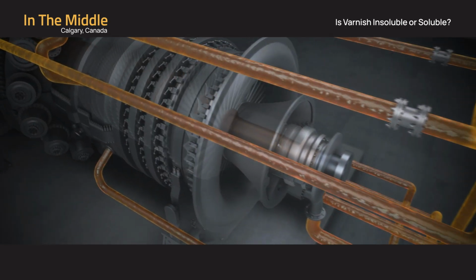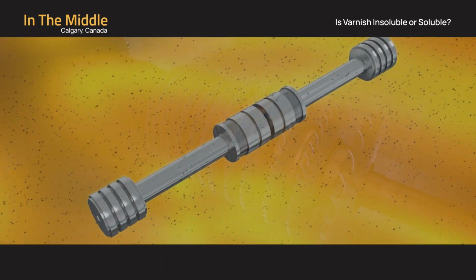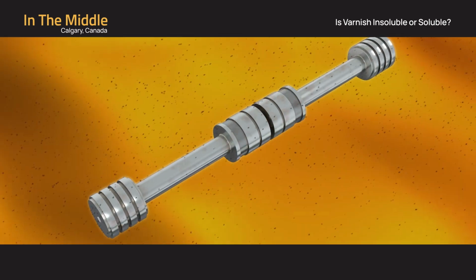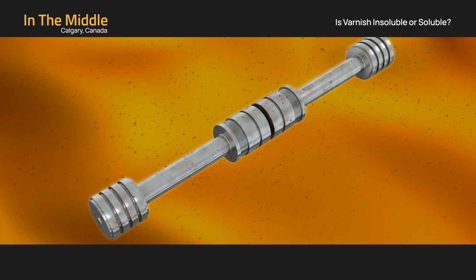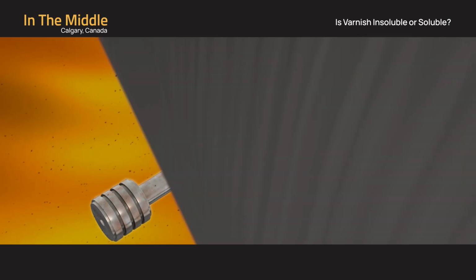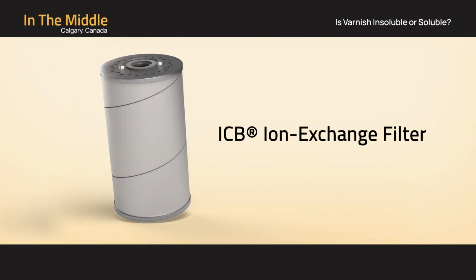The fact that sieve-type filters don't eliminate varnish issues in turbine oils proves that varnish also exists in a soluble form that the current D7843 definition overlooks. Like salt, the removal of this soluble varnish, therefore, requires the use of an appropriate ion exchange filter, like ICB.